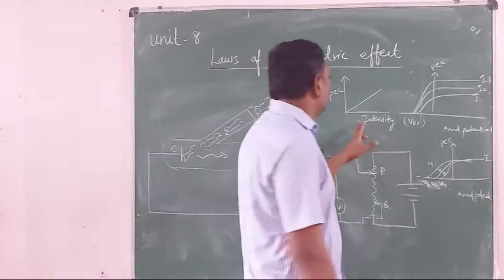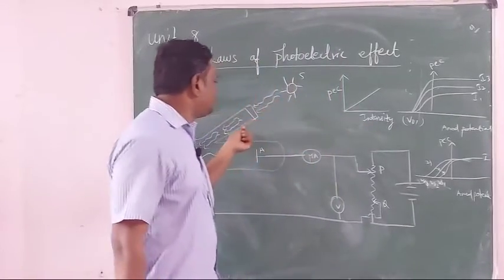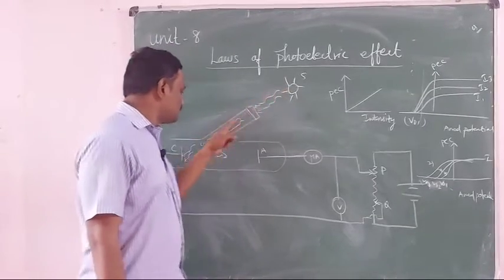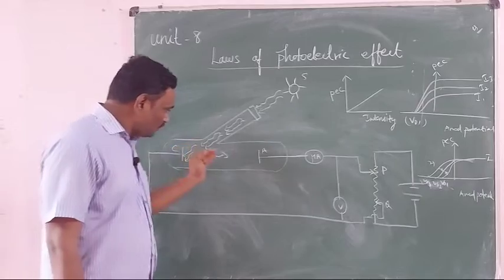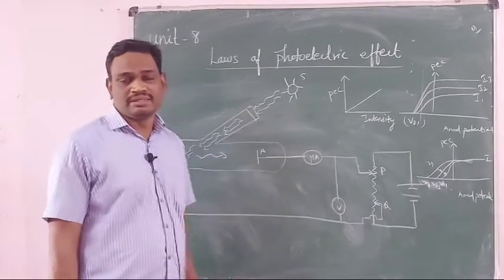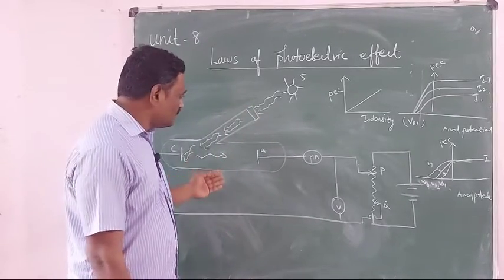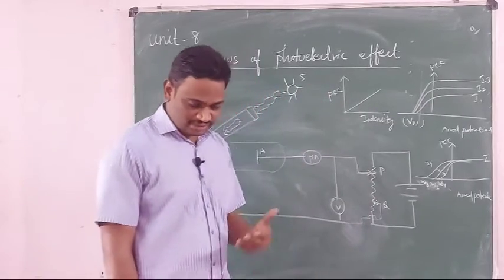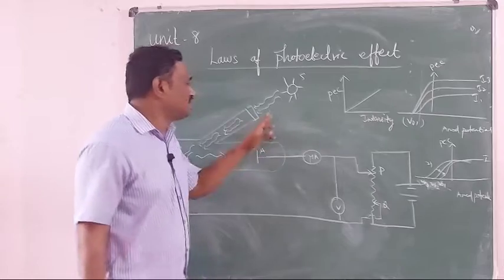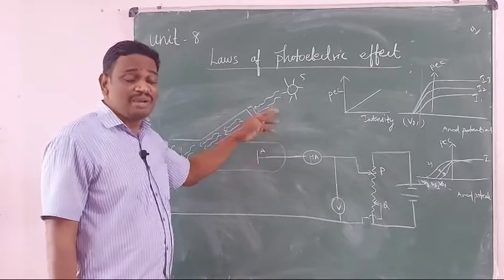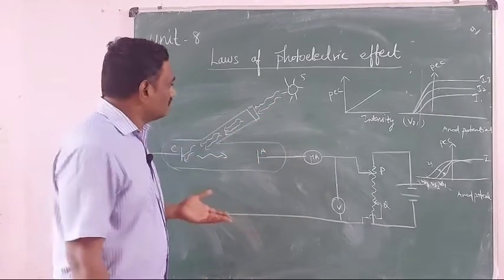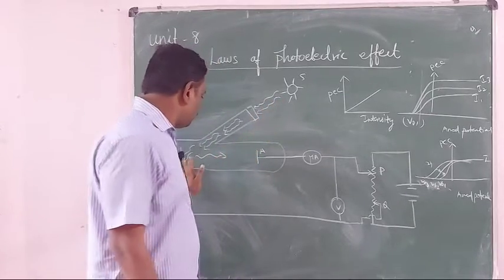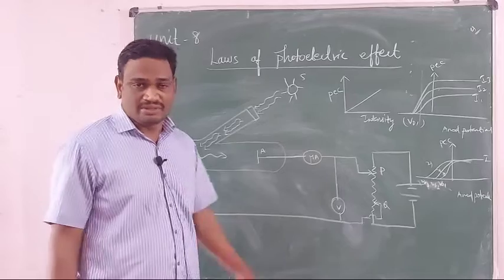When you increase the intensity of incident radiation, intensity means brightness, the number of photoelectrons emitted also will increase. When the number of photoelectrons increases, the photoelectric current also will increase. So this is the first statement. In this case, the incident radiation must have a minimum frequency. If the frequency is below that minimum frequency, then photoelectrons will not be emitted from the metal surface.